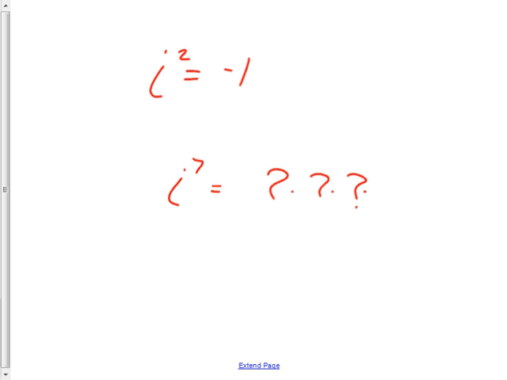Remember me saying if you can factor it, you should? This is actually just factoring the i to the 7th. Strategically breaking it into a multiply problem that helps you.